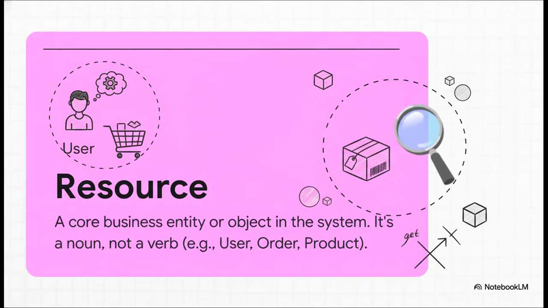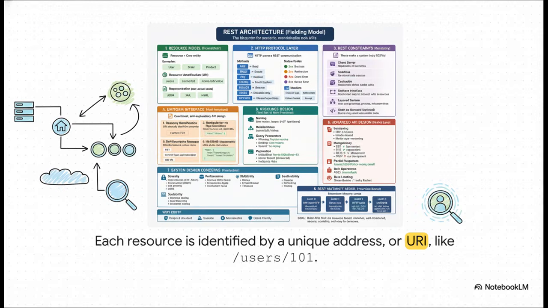So what is a resource? Easy. It's a noun. It's a thing in your system. A user is a resource. An order is a resource. A product is a resource. It's never an action, like get user or create order. The most important mental shift you can make is to start thinking about your system in terms of these things, these nouns.